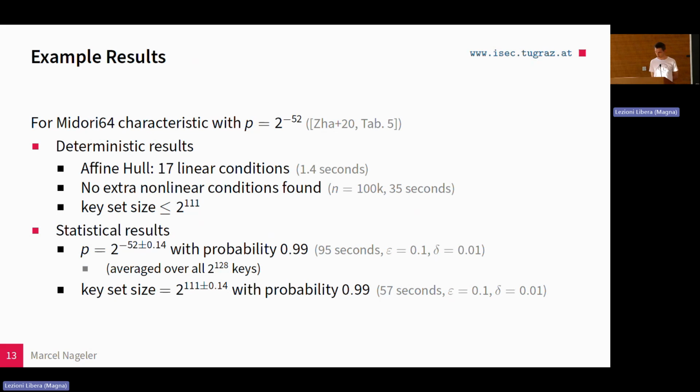I will skip this slide. It's some example results from Midori, where we verify the characteristic at a probability of 2 to minus 52 quite quickly, but I'm already running a bit late on time.